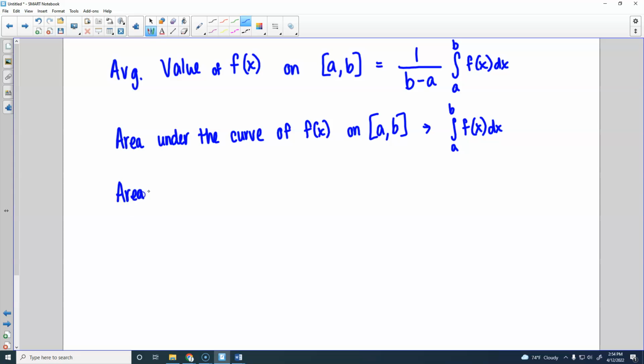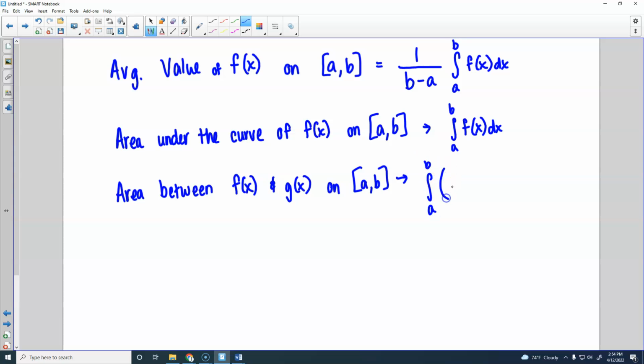So area between f of x and g of x on the interval from a to b. Right, so area was easier, and you're going to see several of these, 2 or 3 possibly, on the multiple choice for sure, and then they usually show up on the free response as well, like we were seeing on that last one. So area is just the integral from a to b of f of x minus g of x, assuming here that f of x is your top and g of x is your bottom.